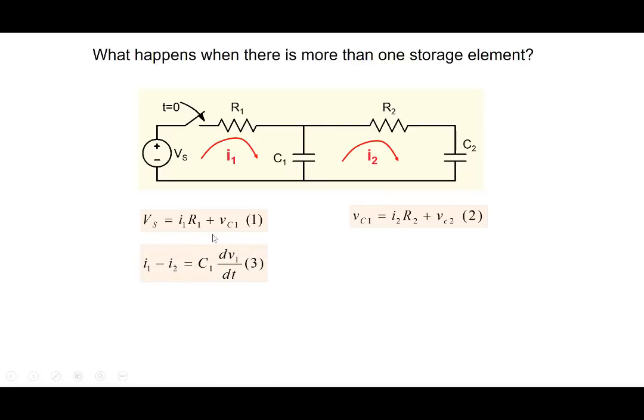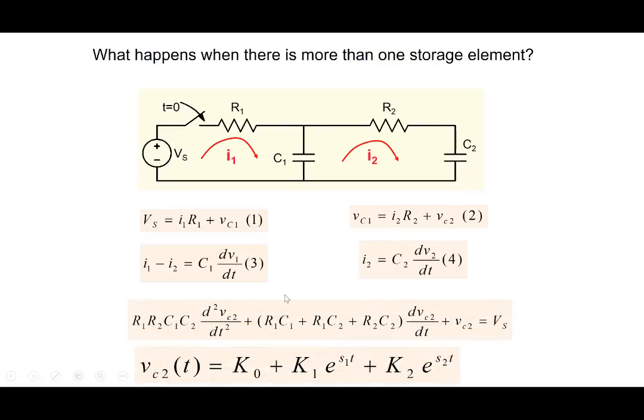I1 minus I2 is C1 dV1/dt. So this is a reference node; take it as ground. And I2 will be equal to C2 dV2/dt, the current flowing through this capacitor. We can combine all of these together into an equation of this kind. And note that if we combine all of them and focus on Vc2, the voltage across this capacitance, you can check it out.